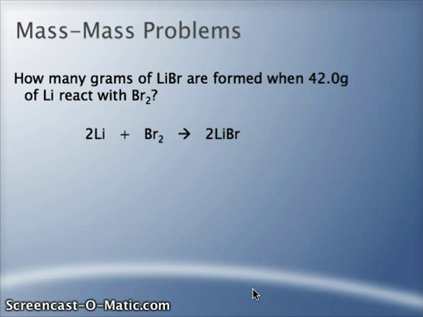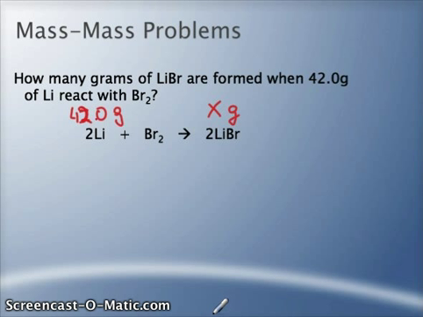Now, what about if we also include grams? In this case, it's the same process, but now we're actually going to include grams as well. So we're going to do the same thing like we did before. We have how many grams of LiBr, so now it's X grams, and the number that's given to you is 42.0 grams. When we set up that ratio in the last few problems, we were talking about a mole ratio.